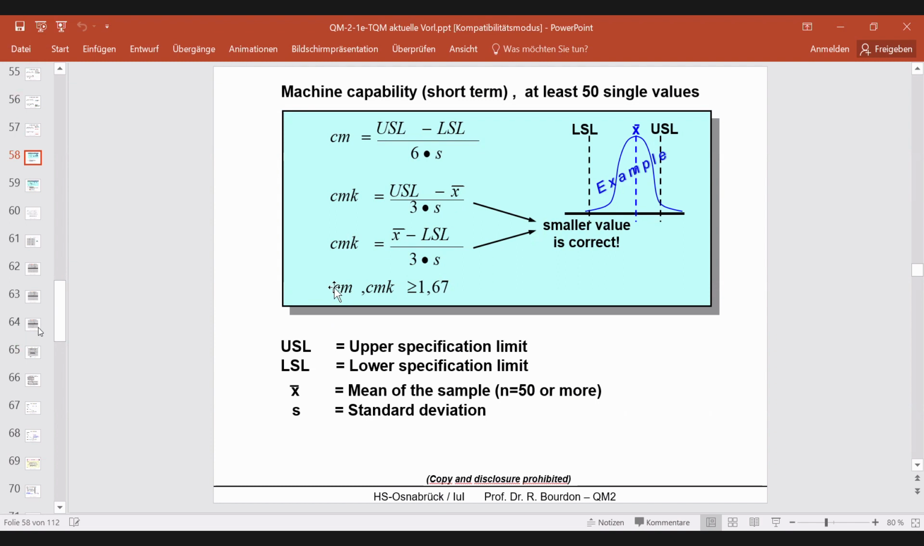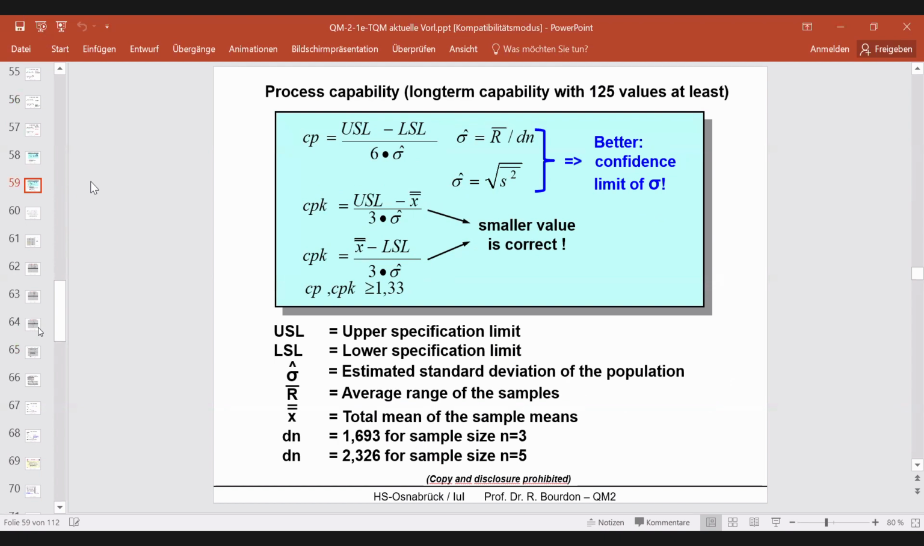In most of the companies, a CM and a CMK requirement of 1.67 or more is valid, is a requirement. Here you see the explanation for the specification limits, and here the mean of the 50 parts and the standard deviation of the 50 parts. This is in a pre-production.